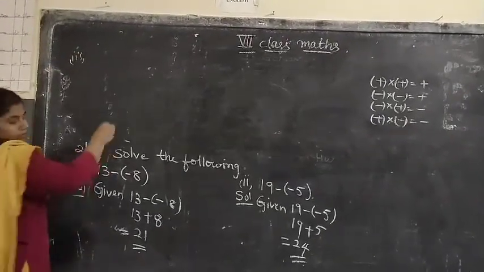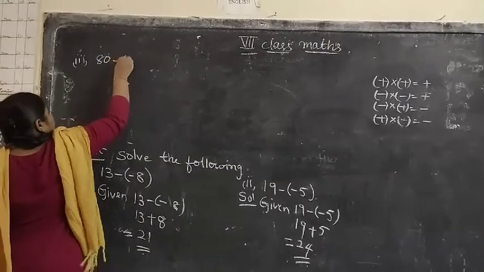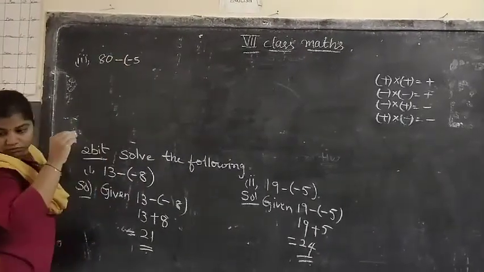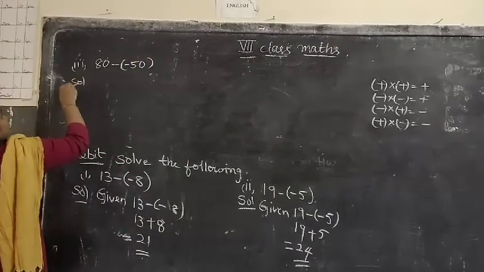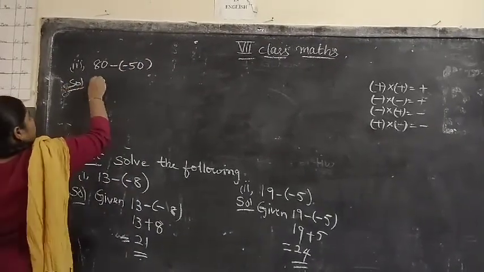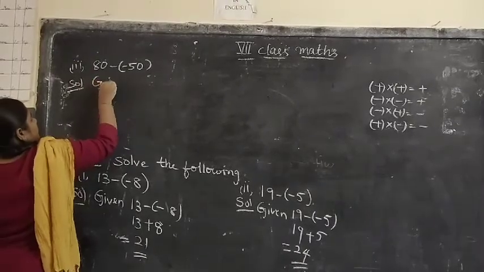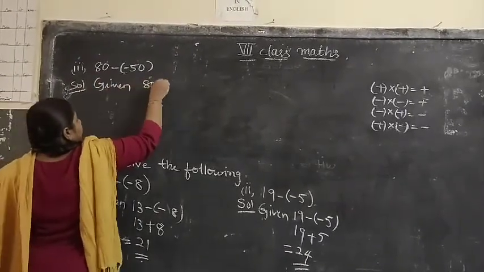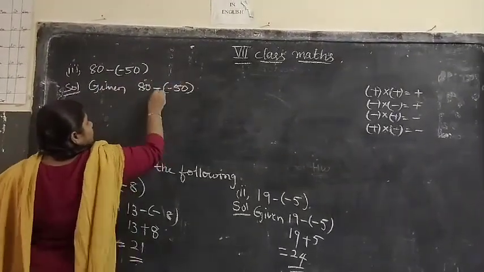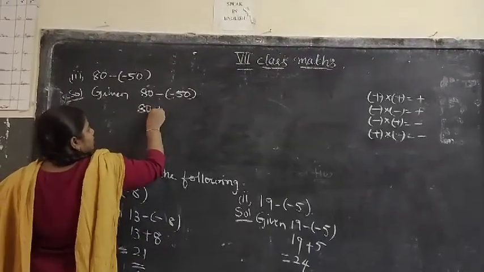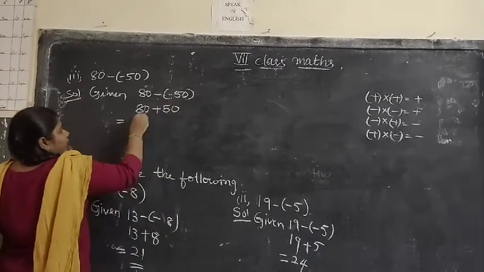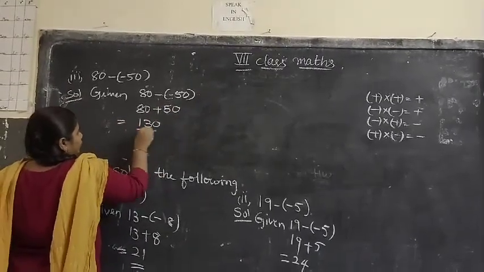Next one is 18 minus of minus 50. Given 18 minus of minus 50, the double sign makes into a single sign. 18 minus into minus is plus 50. So 18 plus 50 will be 68.